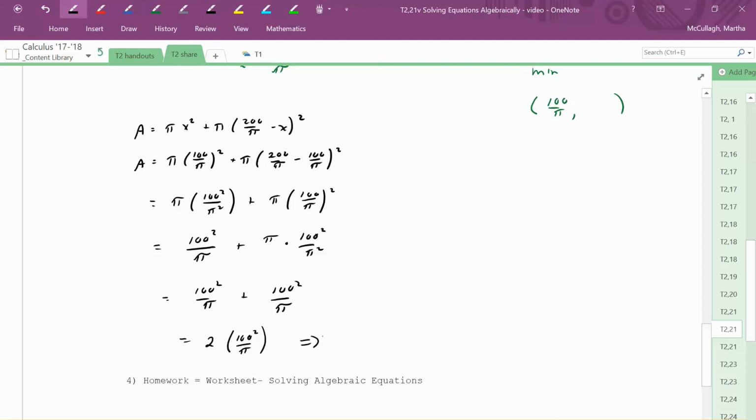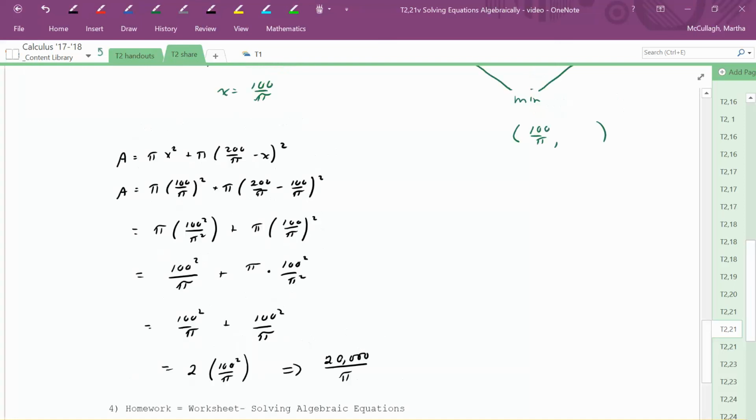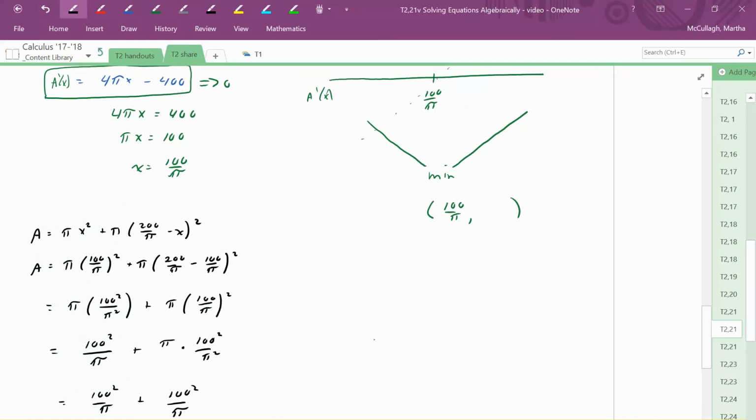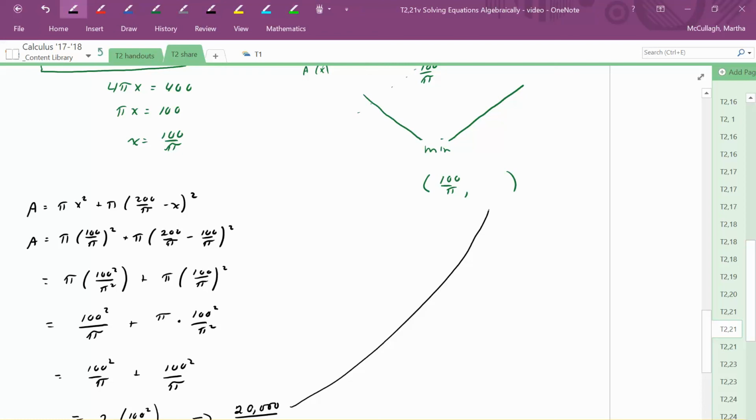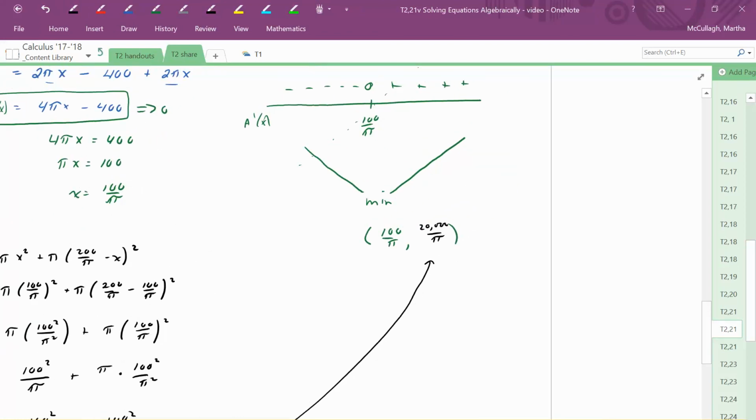which I can write out as 20,000 over pi. So my y value is 20,000 over pi. So I know that that is my minimum point for this function. A lot of notes.